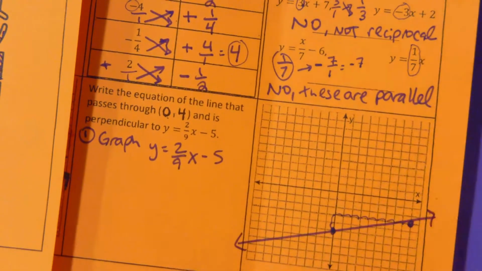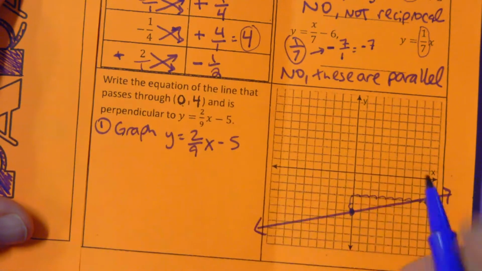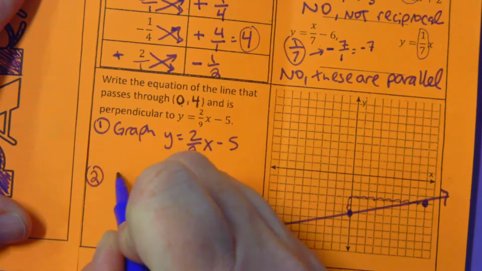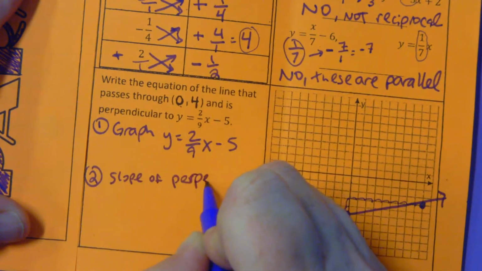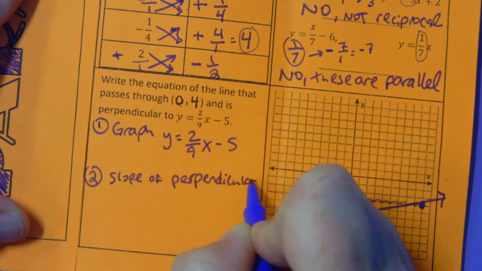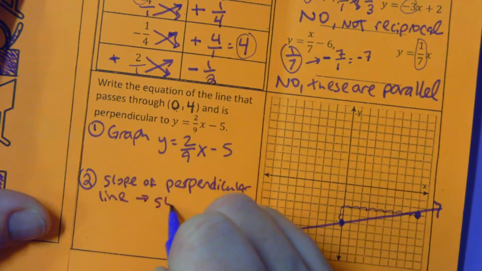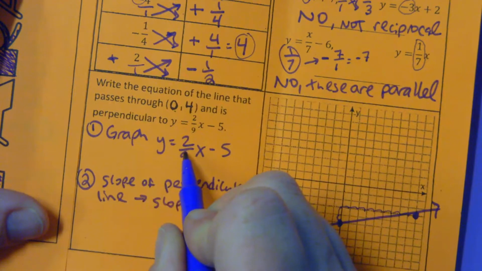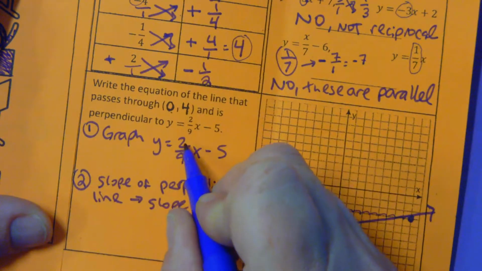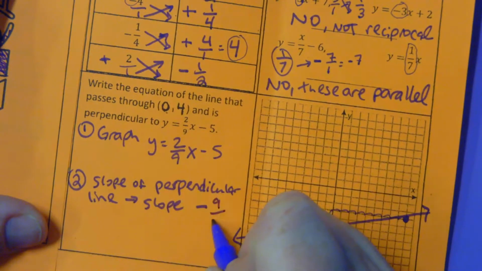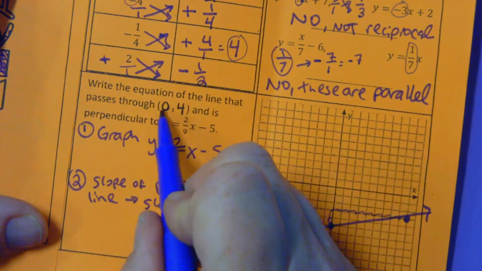So now that's a positive slope. I need to have a negative slope and the reciprocal. So the slope of a perpendicular line needs to have a slope of opposite. That's positive, so it's going to be negative. And then the reciprocal of that would be flipping that over, 9/2. So the slope has to equal negative 9/2, and it has to go through the point 0, 4.